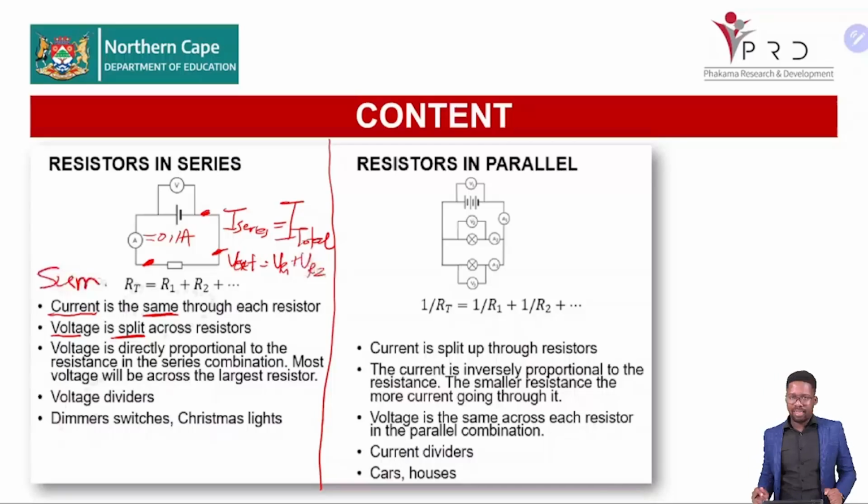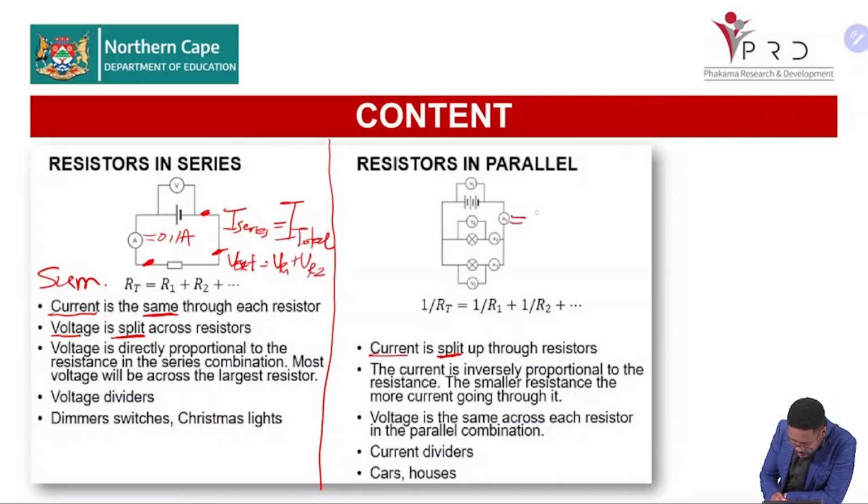Let's look at parallel. What is happening to the current in parallel? What is happening to the potential difference in parallel? What is happening to resistance in parallel? And I motivate you to make your life stress-free. Just know one side. You will know the other one. It is the opposite. So, in parallel, we are saying that the current is divided.